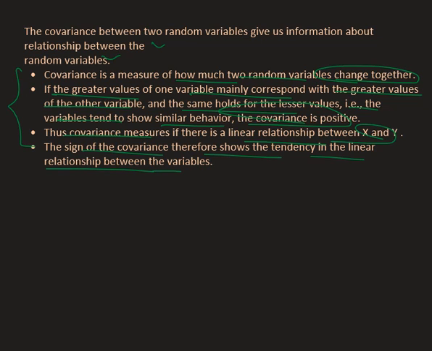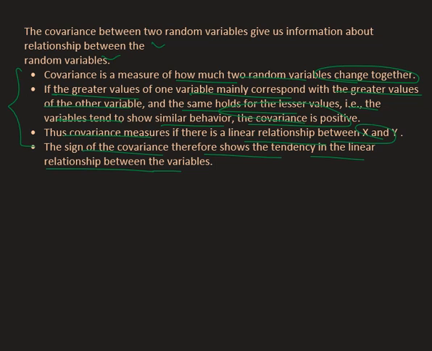If the covariance is positive, then it shows that x and y have a positive relation. That is, if x increases, then y also increases, and if covariance is negative, then it shows that x and y are negatively related. That is, if x increases, y decreases.